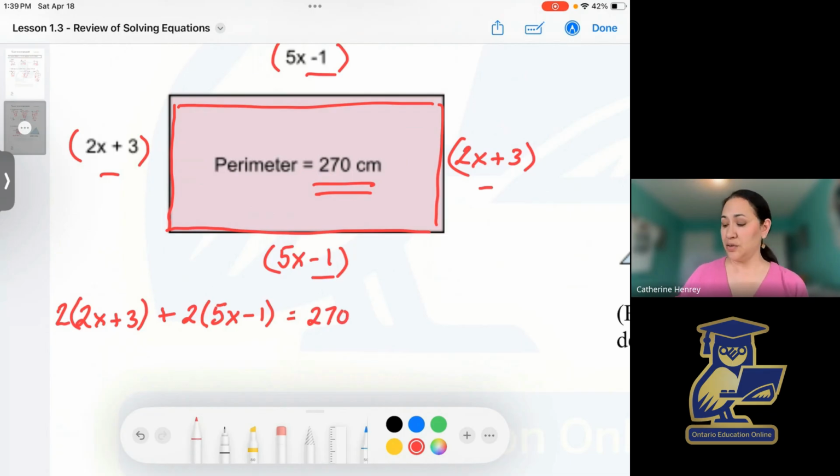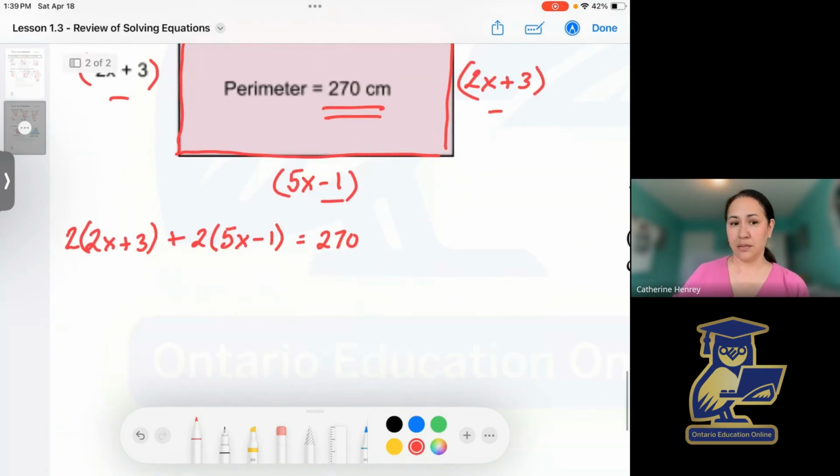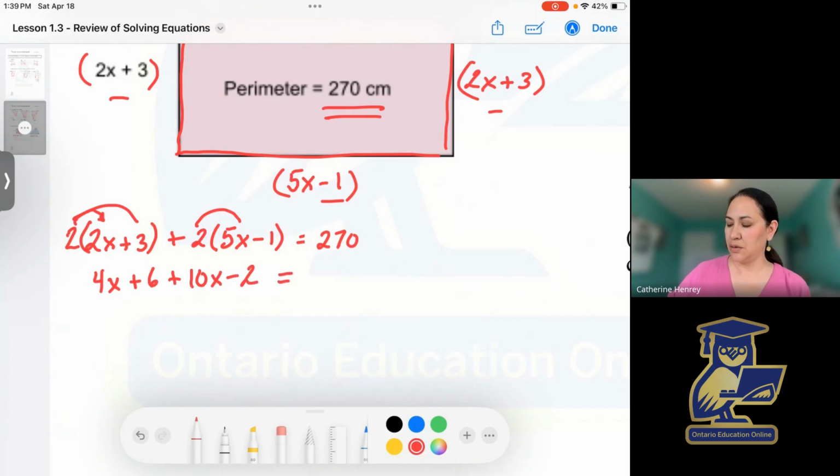Let's go ahead and use our distributive property. So 2 times 2x is going to give me 4x. 2 times 3 is going to give me 6. 2 times 5x is going to give me 10x. And 2 times negative 1 is going to give me negative 2 equals 270.